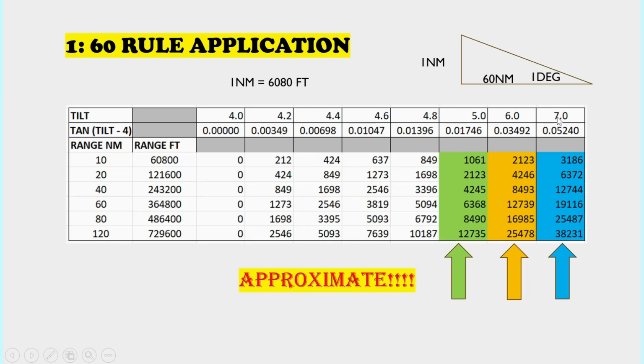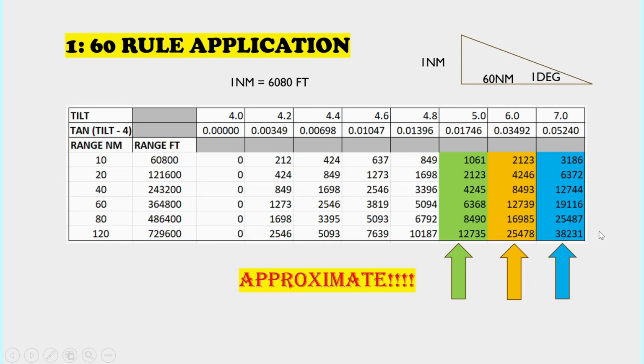I hope this is making sense. If it isn't, you can comment in the comment section and I'll come back to you if you want more explanations. But there are many such explanations given by other presenters on the same issue, which also may be helpful. But this is how the 1 in 60 rule is applied.